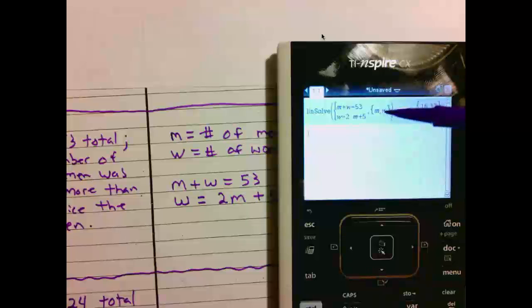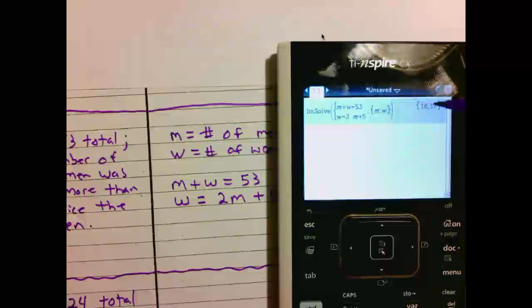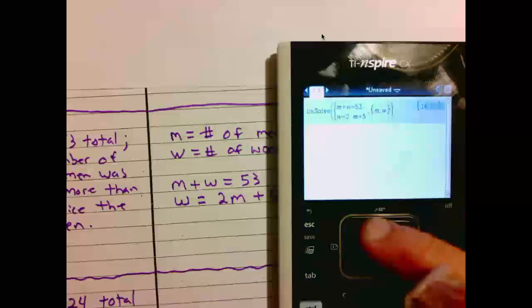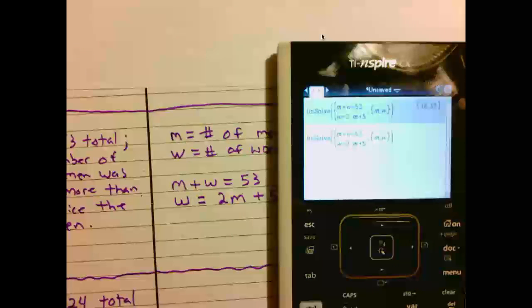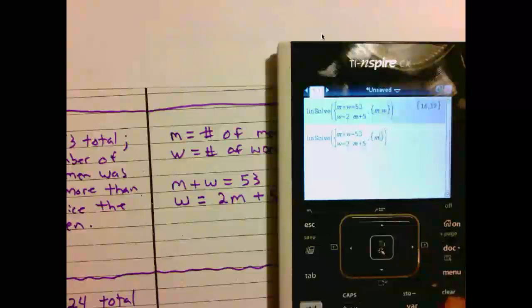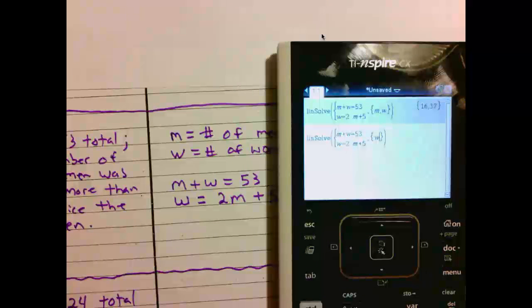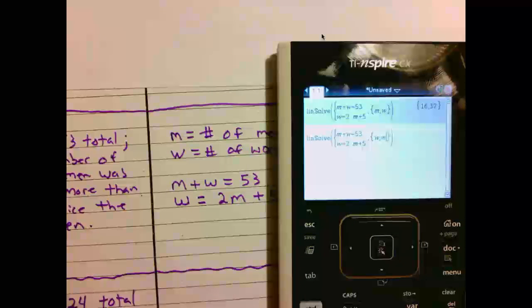If I change this, then this would flip. Notice here, m is 16. M is 16, but watch. I will scroll up, change. I'm going to change the order of w and m. First w, comma, then m. I hit enter again.